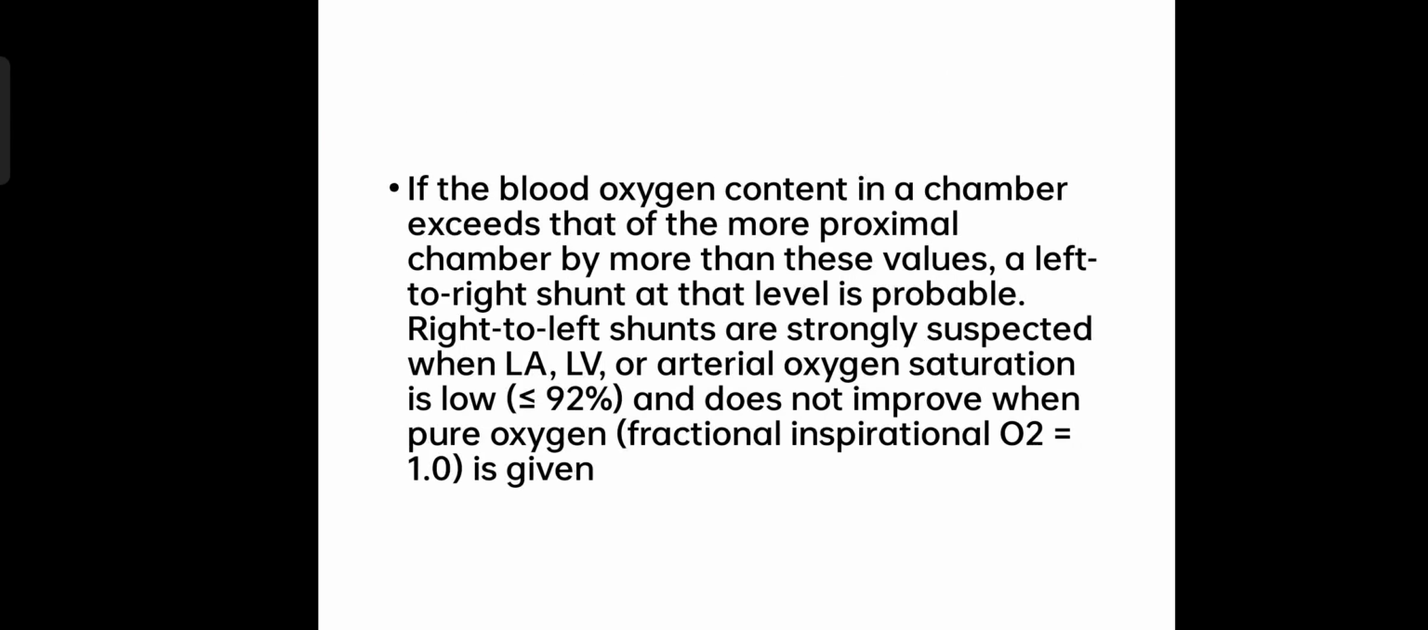If the blood oxygen content in a chamber exceeds that of a more proximal chamber by more than these values, a left to right shunt at that level is probable. Right to left shunts are strongly suspected when left atrial and left ventricular arterial oxygen saturation is low and does not improve when pure oxygen is given.